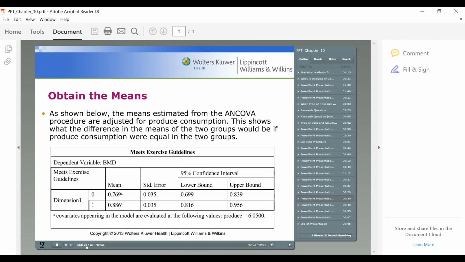Okay, so let's look at our means. The means estimated from the ANCOVA procedure are adjusted for produce consumption. So this is the adjusted means. All right, so this shows what the difference in the means of the two groups would be if produce consumption were equal in the two groups, and we know that they're not, but we statistically manipulated the data and balanced it out. Okay.